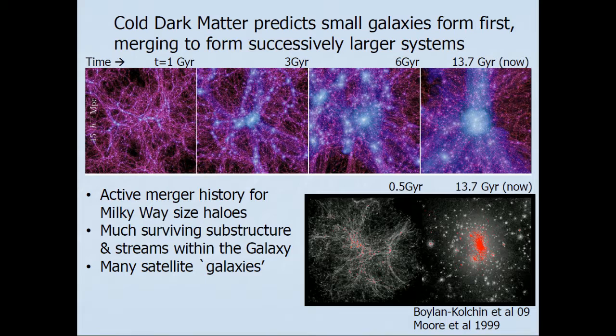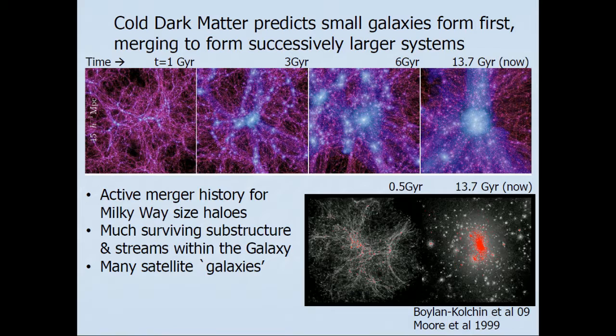This is a very old plot, which I really like. This is from Ben Moore, 1999. Again, early times, half a gigayear after the Big Bang. This was an early attempt, and people are still doing this. Again, dark matter only. He's painted in red the highest density. Can't quite see it. Forming stars at early times. Where do they end up now? A lot of them do end up in the central object, and this is what we study.